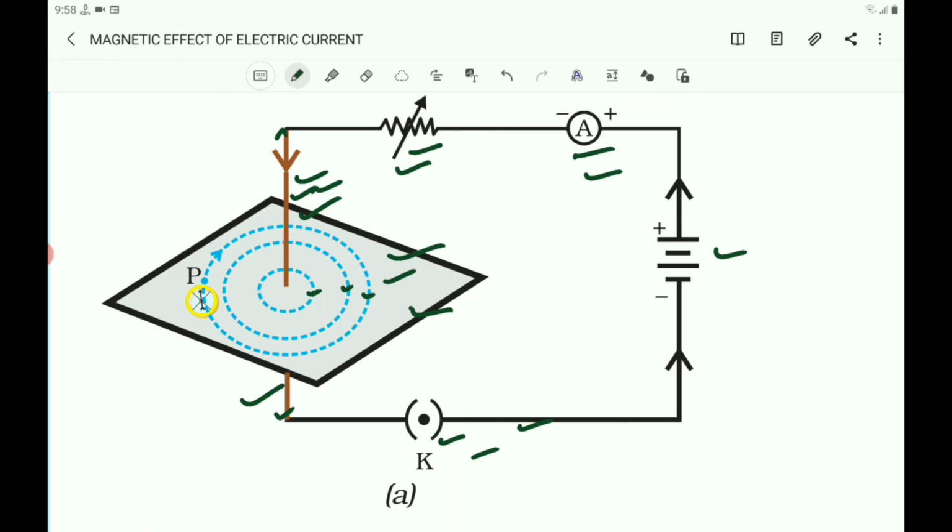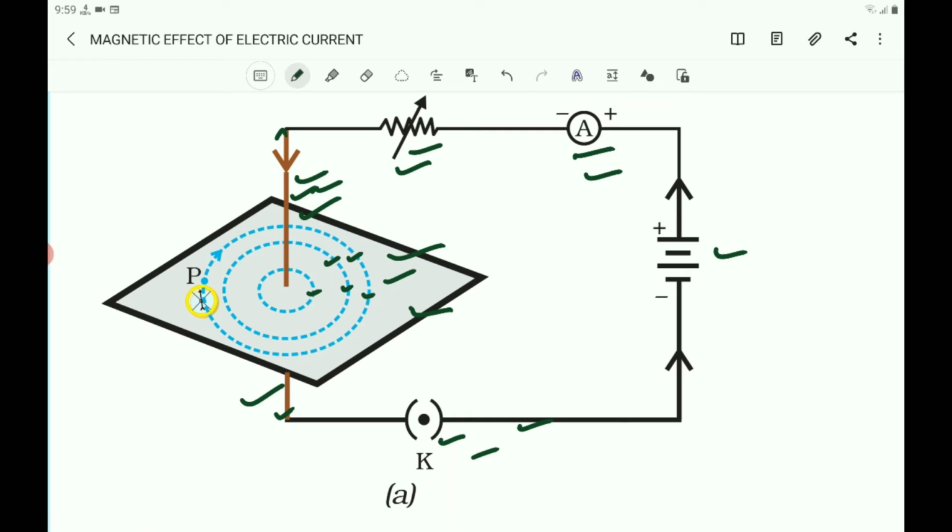And what do these concentric circles represent? They represent the magnetic field lines. Here the concentric circles aligned by the iron filings represent the magnetic field created around this thick copper wire when the electric current passes through it.